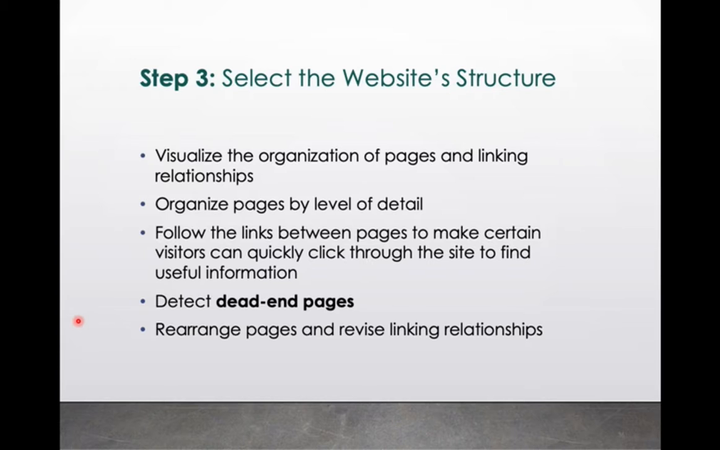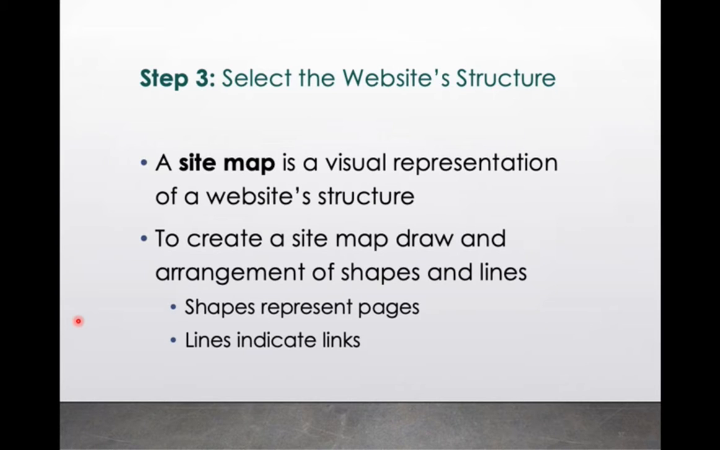So the home page is the most vague. Then a second set of pages, your sub-pages, are going to be more specific. And then they'll have a string of pages with even more and more specific information. And by creating this, it will also help find any dead-end pages. And then we can rearrange pages to revise linking relationships. And we do this by creating a sitemap.